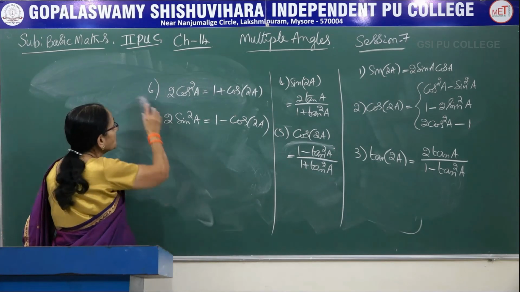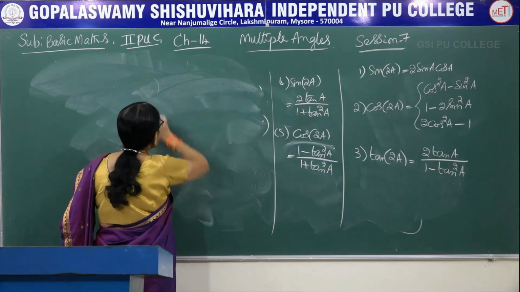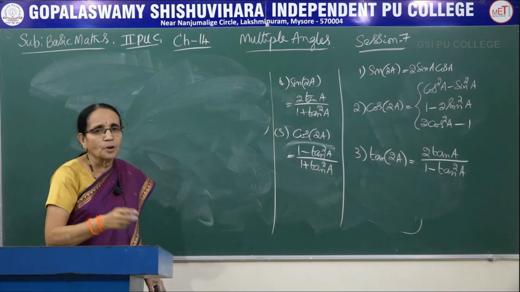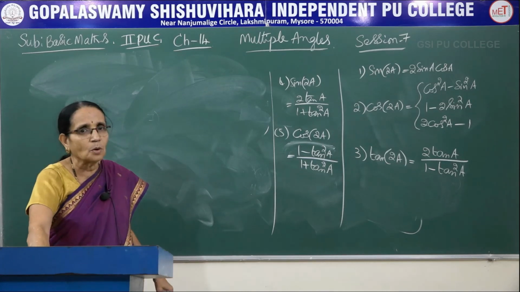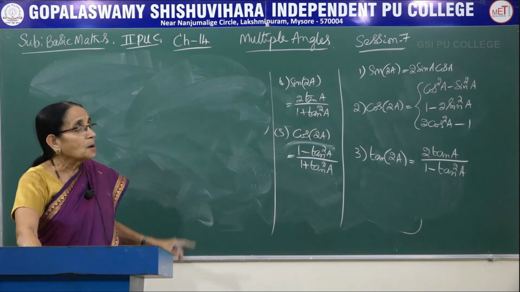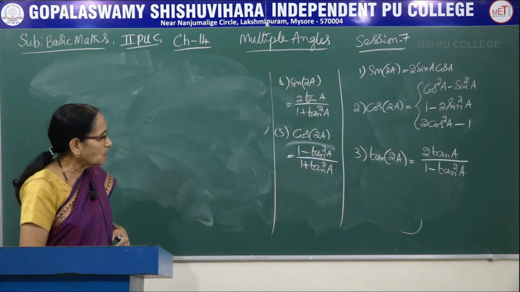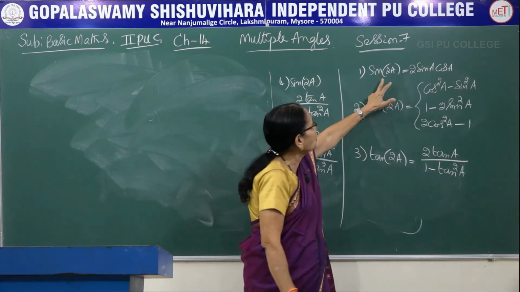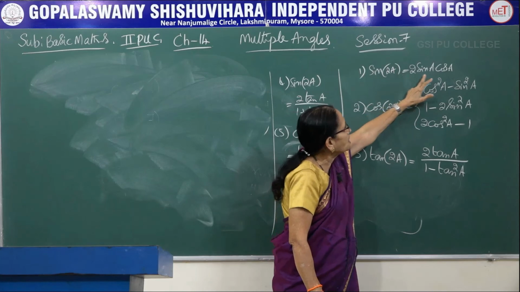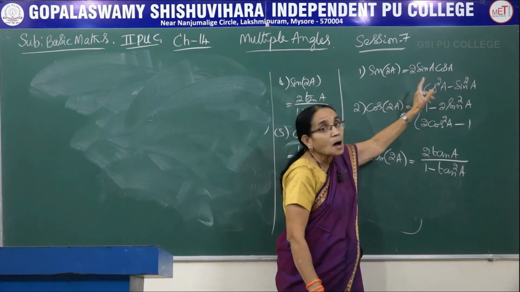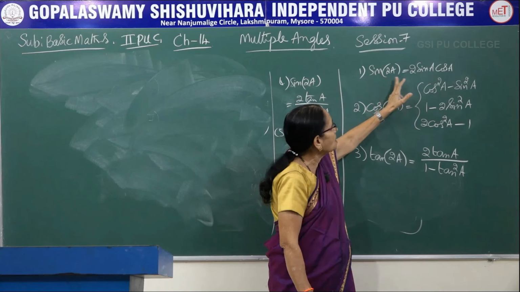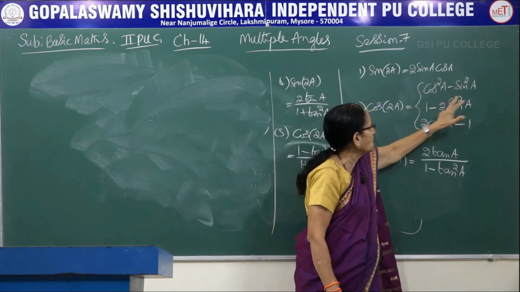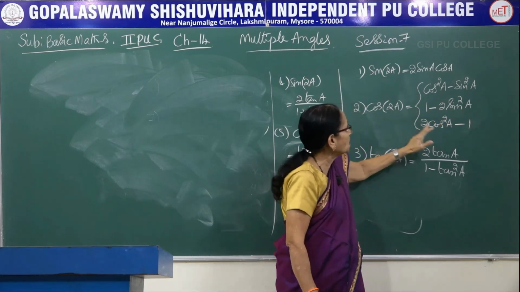Now, another piece of information. When I started this topic, I told you we are going to derive formulae only for 2a and 3a. 2a I have derived now, and 3a I will take up in the next session. You observe all these 5 formulae. On the left hand side we have 2a and on the right hand side a. a is half of 2a, isn't it? Same thing here, 2a and a, 2a and a.